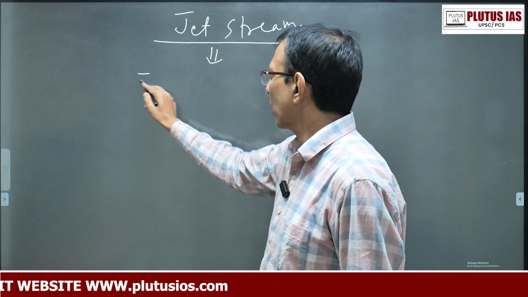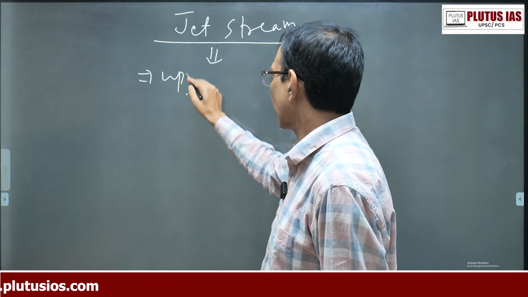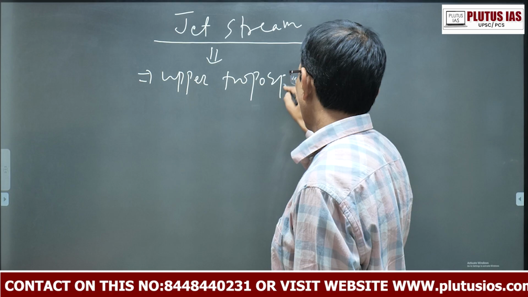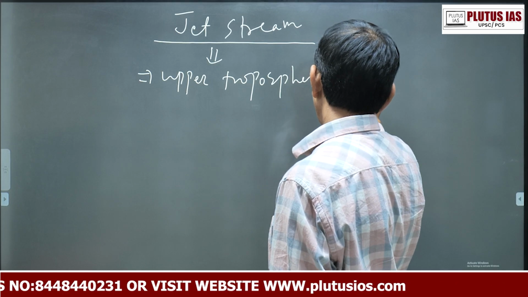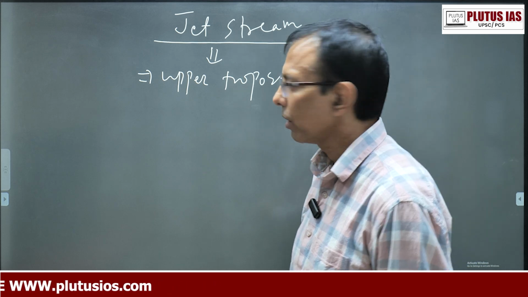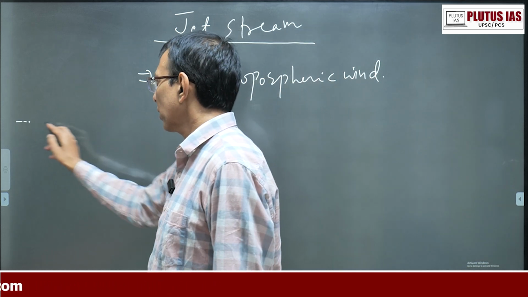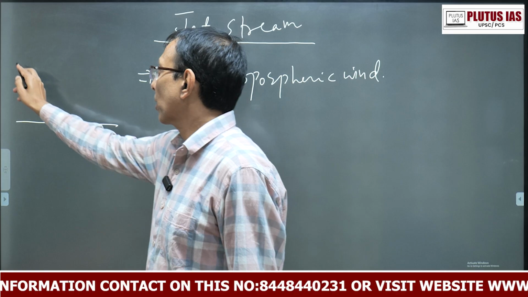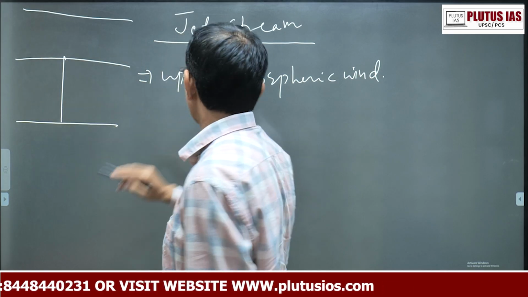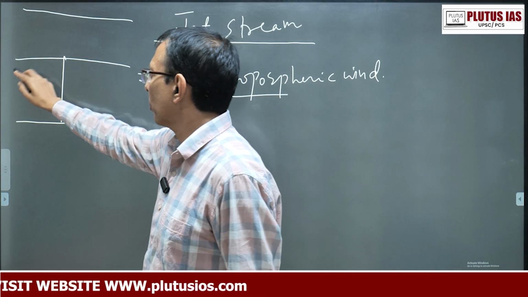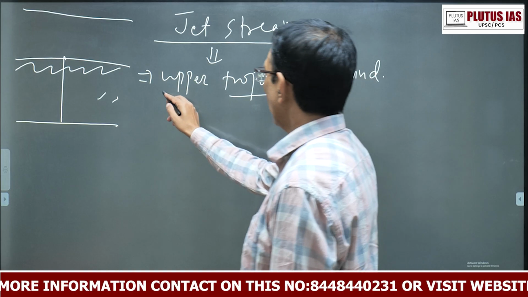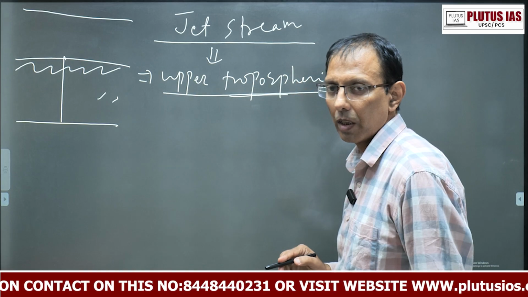See, the jet stream is an upper tropospheric wind, right? What is the upper tropospheric wind? See, this is the surface, the first layer of atmosphere, the second layer of atmosphere. So, the first layer of atmosphere is known as the troposphere. So, in the upper part, such kind of high speed winds are found, known as upper tropospheric wind, right?